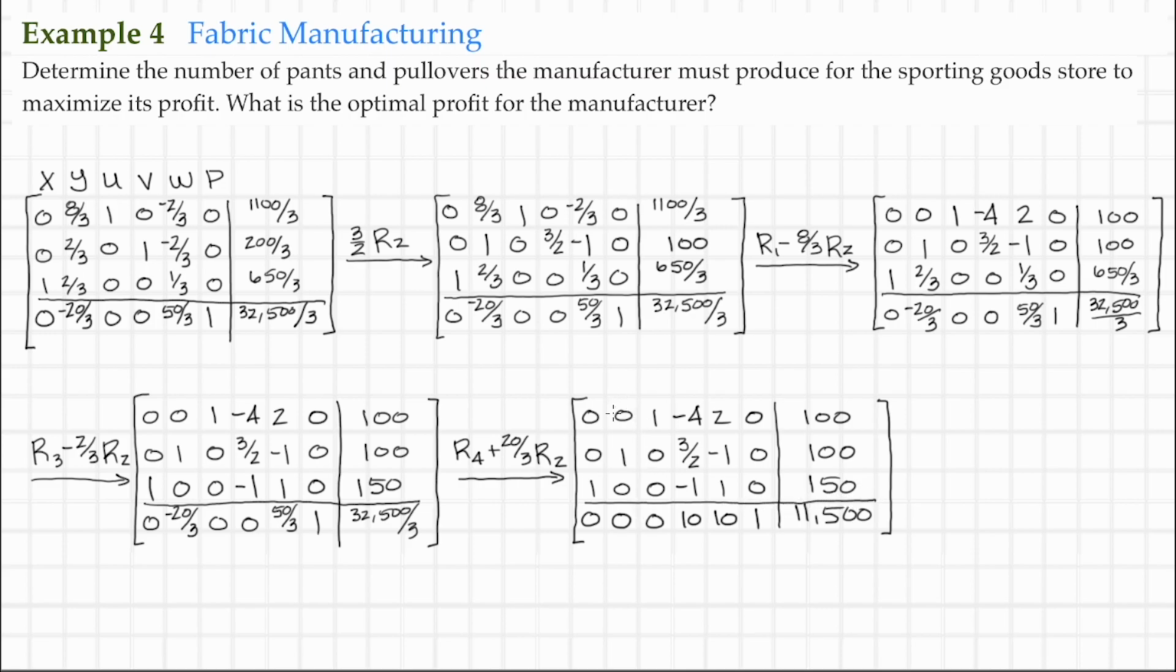We now have our unit column here. Step 3 says, check to see if there's any negative values in the 4th row, and there aren't any, as you can see. So then we are done. So this was our second iteration. So this only took 2 iterations.